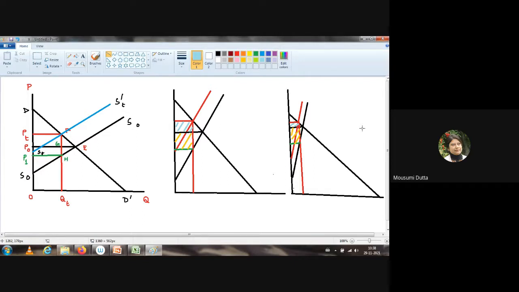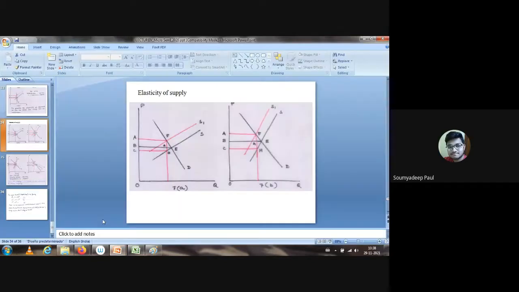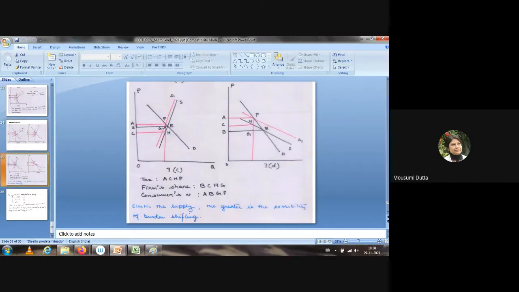Now, any question regarding the supply elasticity for these diagrams? Is it okay to all of you? Are you understanding, yes or no? Yes, ma'am. Okay, very good.